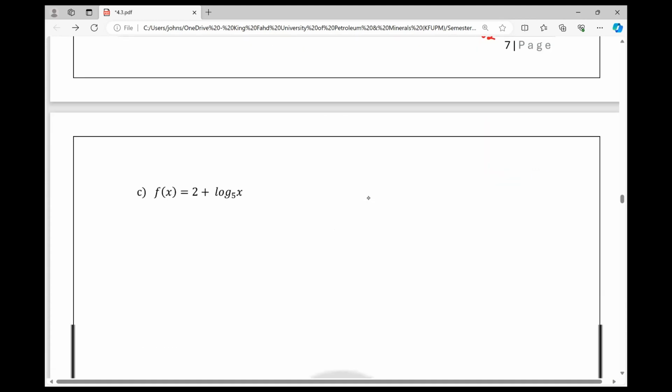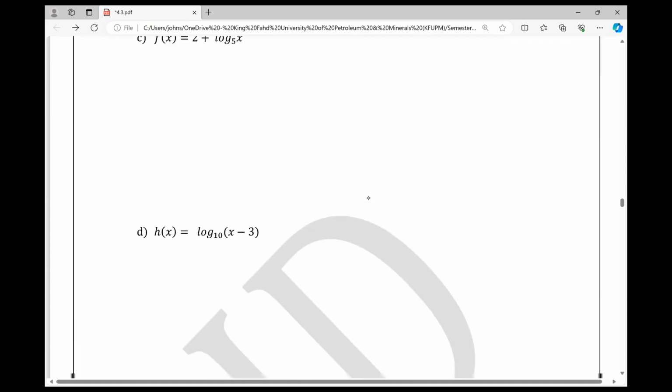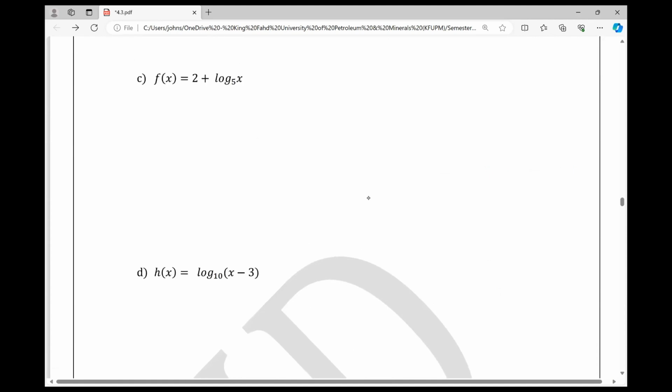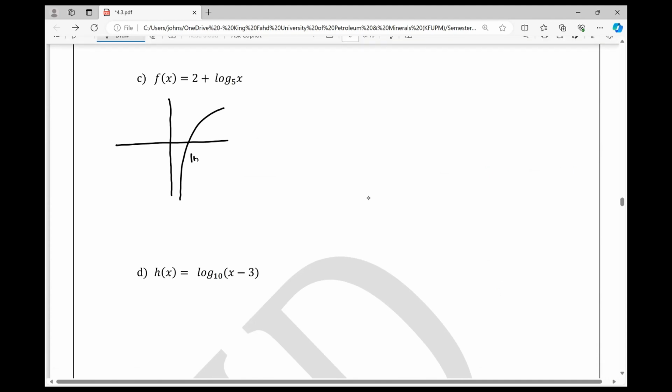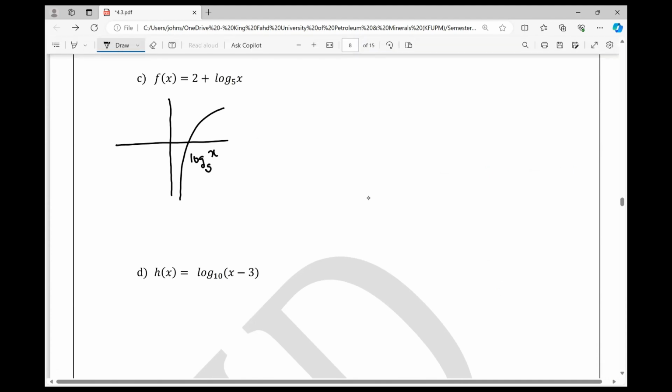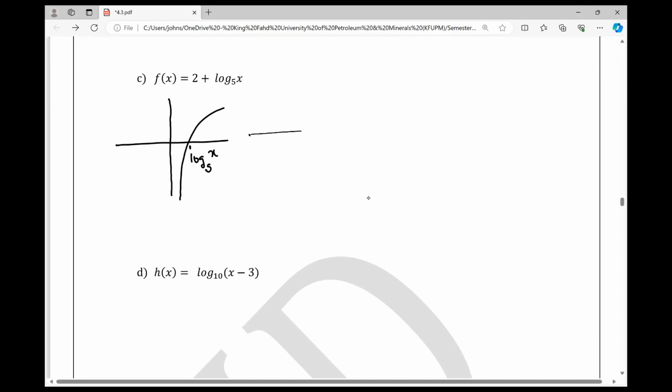So now for this one, the C, the original graph, we can start with what's the same. This is log to base 5 of x. So this point is 1. All you need to do is just vertical translation 2 units upward. So what that means is you will have this translated graph.